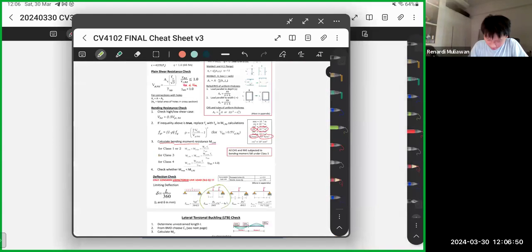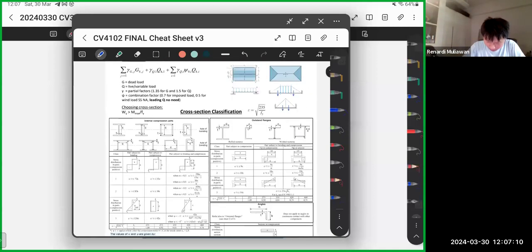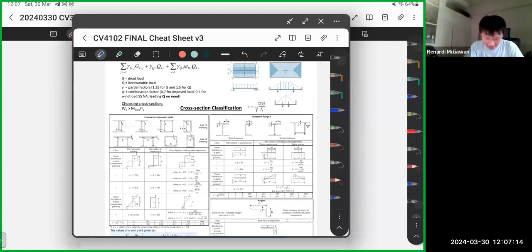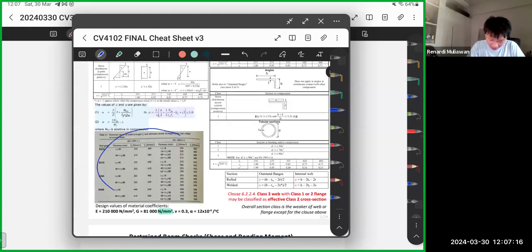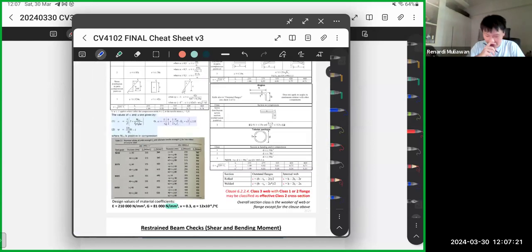Yeah, so just to give you some context for finals, if you're making your own cheat sheet or you want to prepare in advance, because there's a lot of things in Steel. It's actually quite easy, the design checks, but it's a lot of content. So I'll just give you an overview. This one we have covered. This one is the cross-section classification. And there's also this table which gives you the FY value.